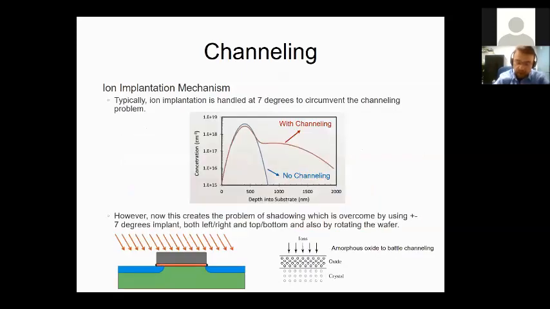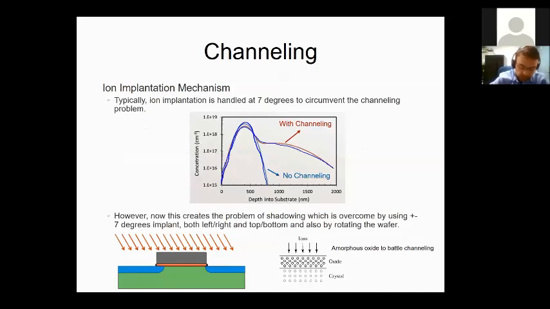but let's see first the problem itself. So I told you that this would follow the simple Gaussian distribution originally, but if you happen to see those kinds of channels, those kinds of loopholes, the ion will penetrate more and the concentration will really go into the depths. How can you circumvent that?